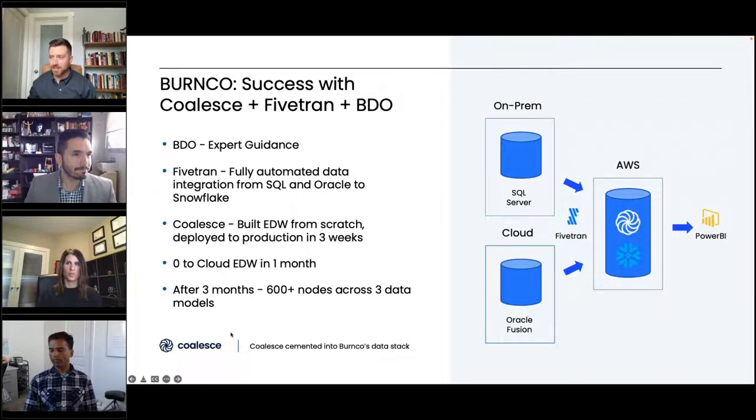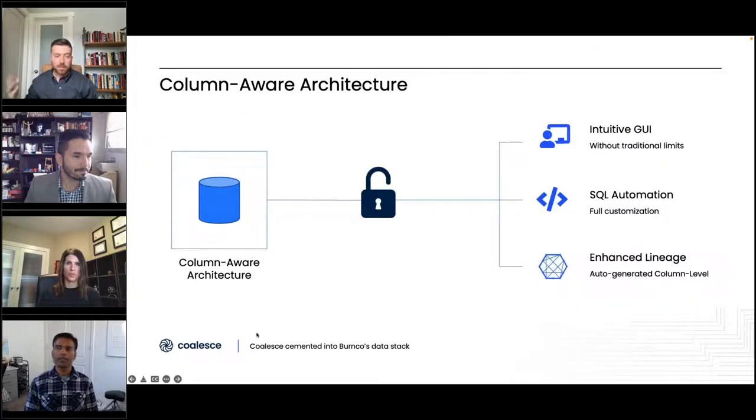Great, thanks, Alex. So pretty fantastic story, right? Being able to build out a POC and a first iteration of a production warehouse in 2 or 3 weeks, and then after 3 months, 600 tables, right? But how does this all work? What really makes Coalesce different?